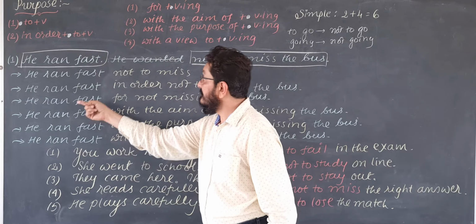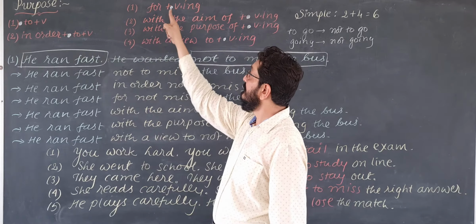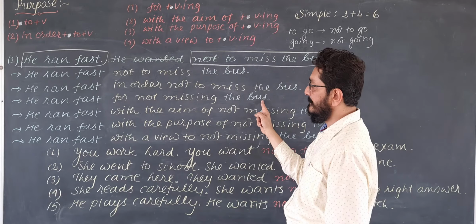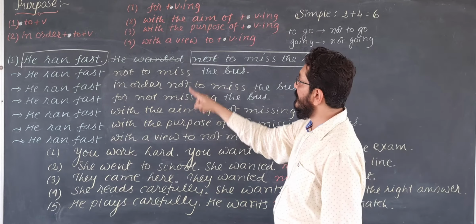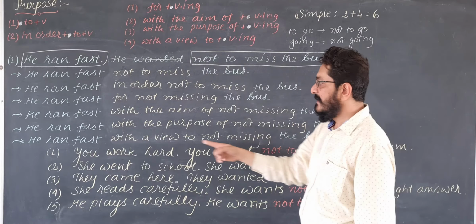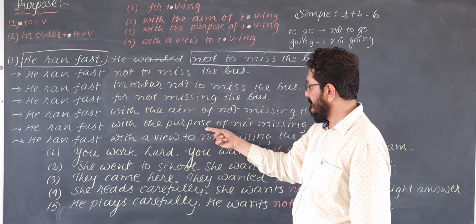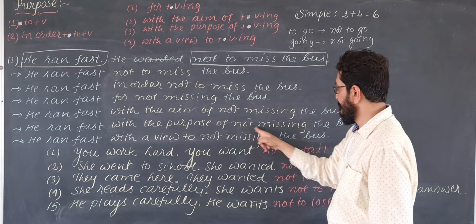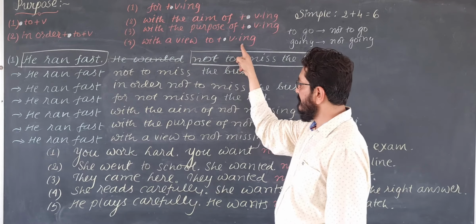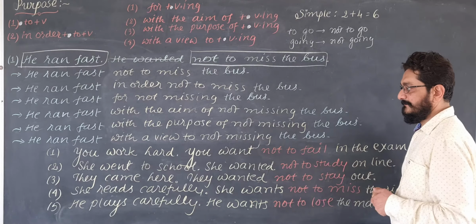He ran fast for not missing the bus. He ran fast with the aim of not missing the bus. He ran fast with the purpose of not missing the bus. He ran fast with a view to not missing the bus.